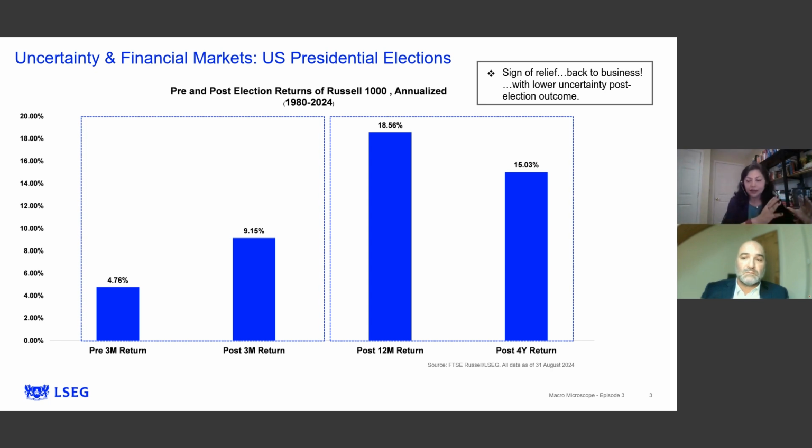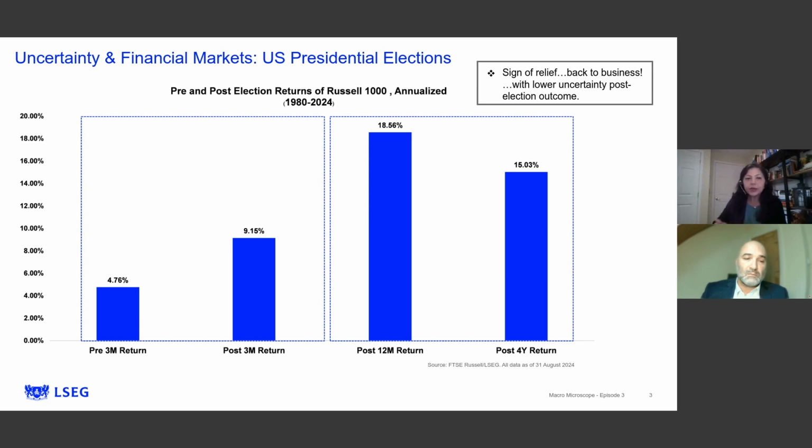The pre-election 3-month period returns and the post-election 3-month period returns. The post-election 3-month period is almost double that of the 3 months prior to the election. These are all numbers on an annualized basis. On an annualized basis, 3 months post-election is north of 9 percentage points. The 3-month pre-election is just under 5 percentage points. And I should say that these are the averages of all the data around the elections since 1980. So going back quite a bit in time.